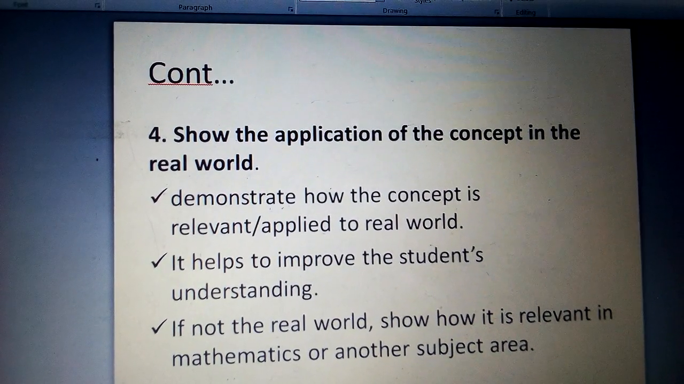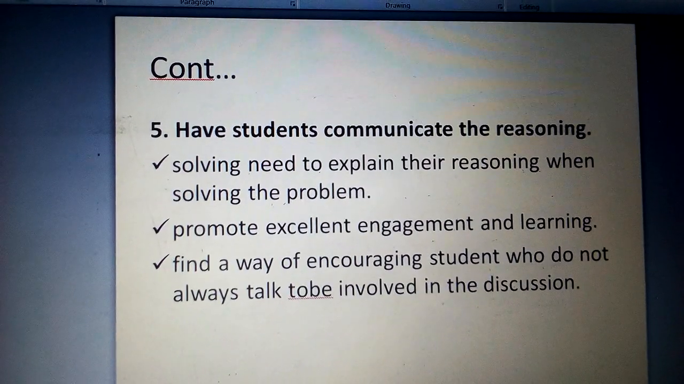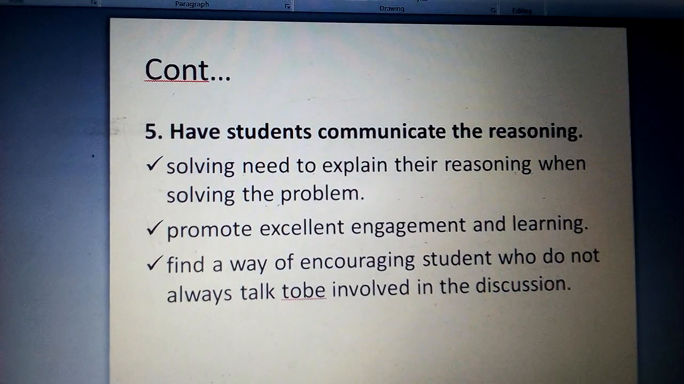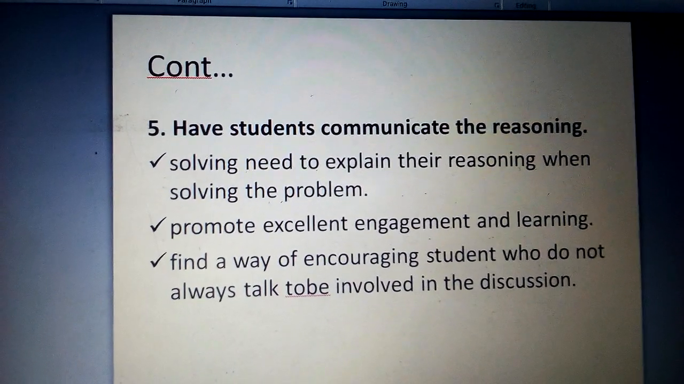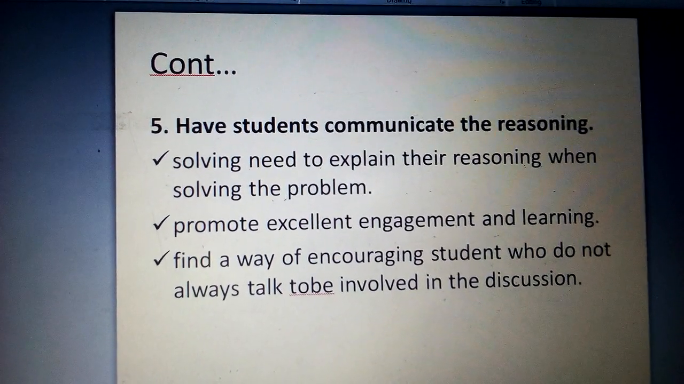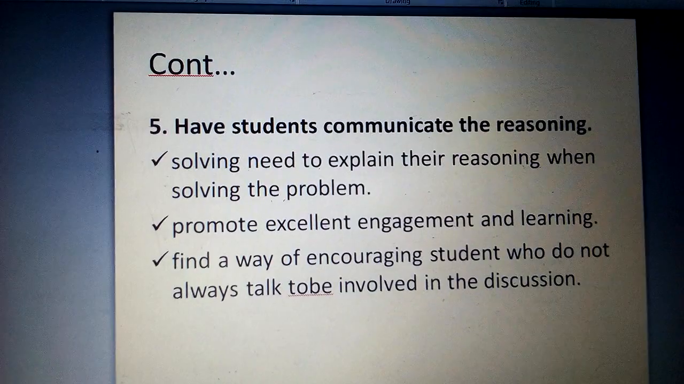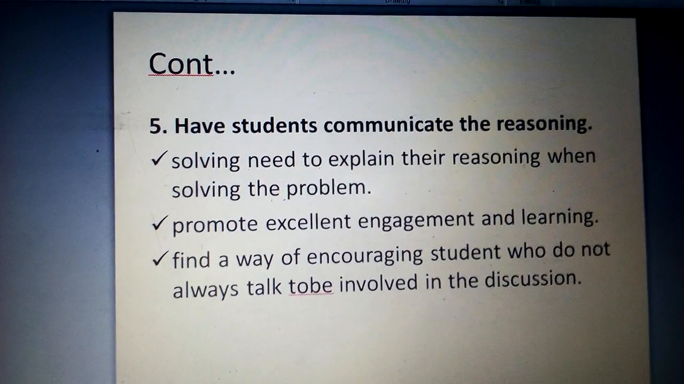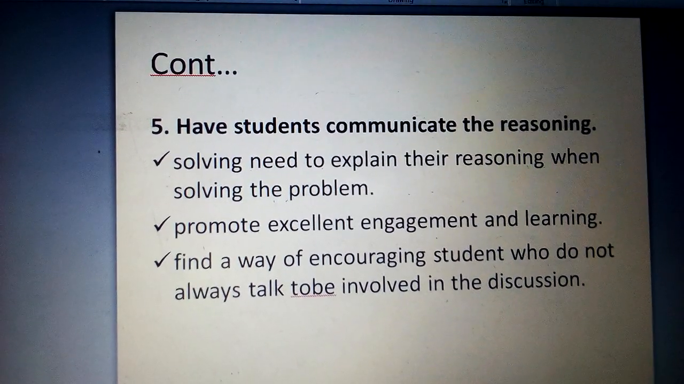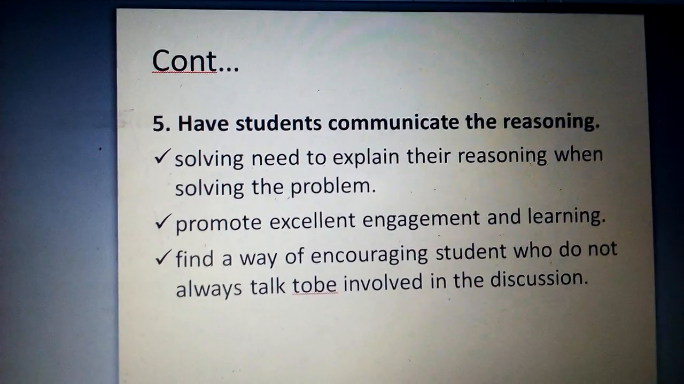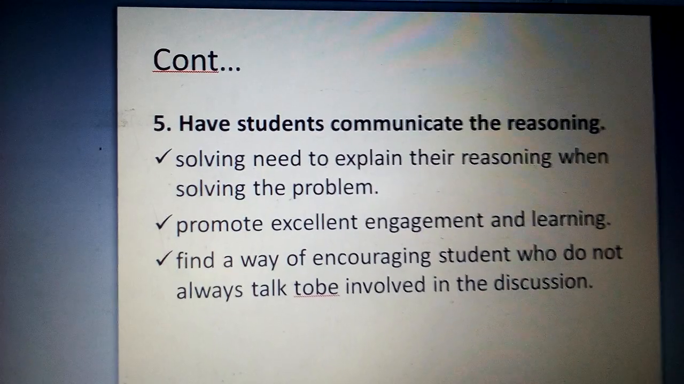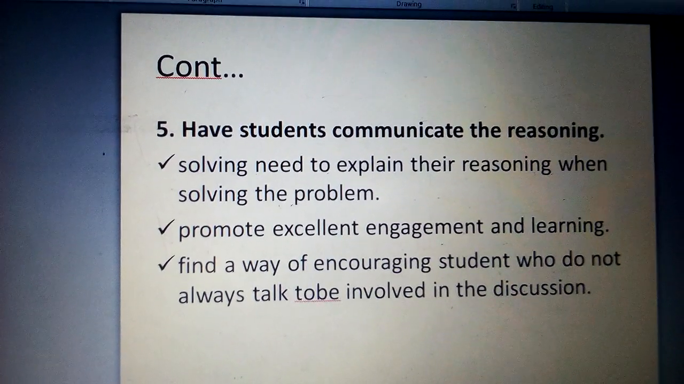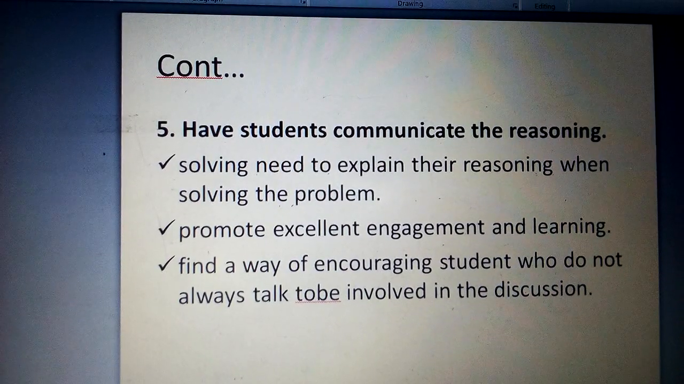any other subject area. Number 5, have students communicate their reasoning. Students need to explain their reasoning when solving the problem. This promotes excellent engagement and learning. Find ways of encouraging students who do not always talk in the class to be involved in the class discussion.